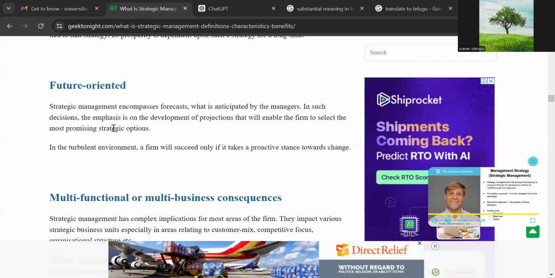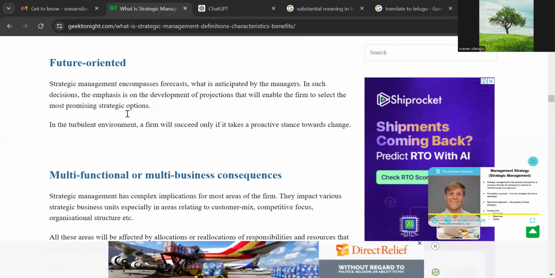In such decisions, the emphasis is on the development of projections that will enable the firm to select the most promising strategic options. So the organization selects the correct strategy and correct decisions to achieve the objectives in a future-oriented way.